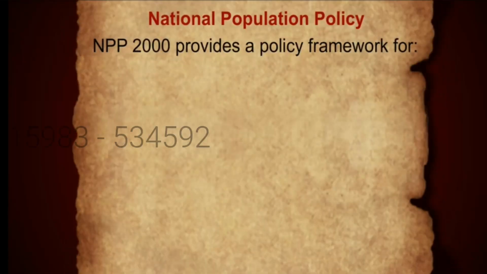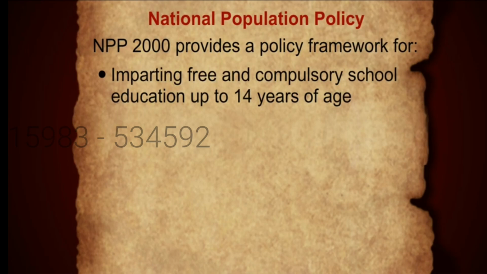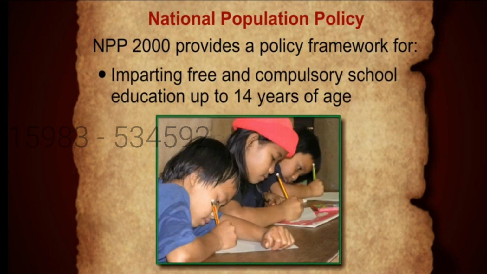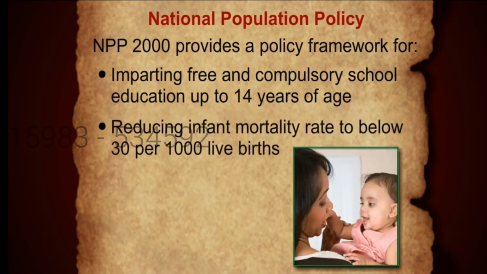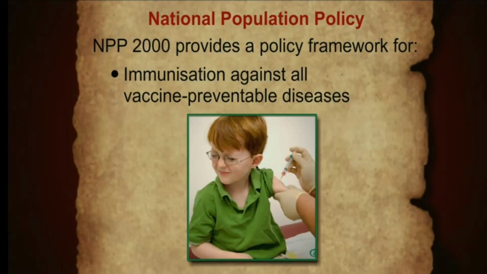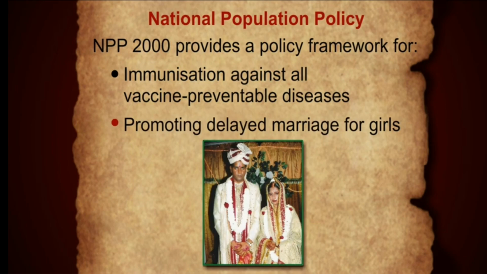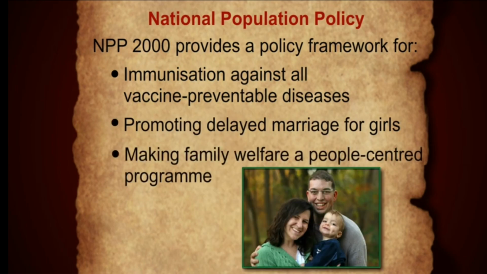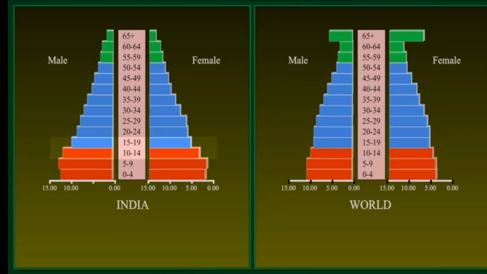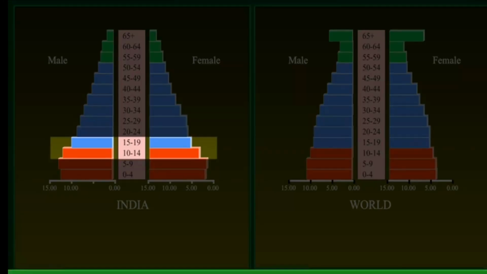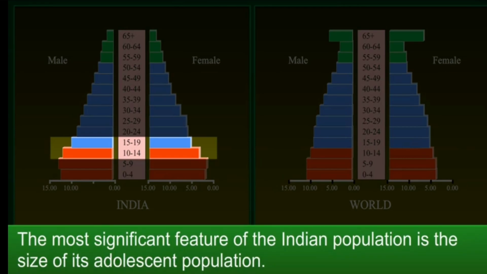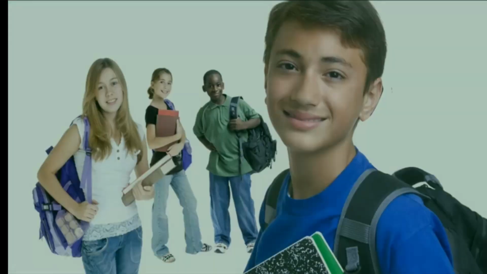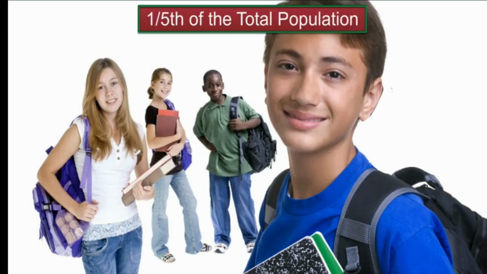NPP 2000 aims at imparting free and compulsory school education up to 14 years of age, reducing infant mortality rate to below 30 per 1,000 live births, immunizing children against preventable diseases, promoting delayed marriage for girls, and making family welfare a people-centered program. The adolescent population size is the most significant feature of the Indian population. It constitutes 1/5 of India's total population.